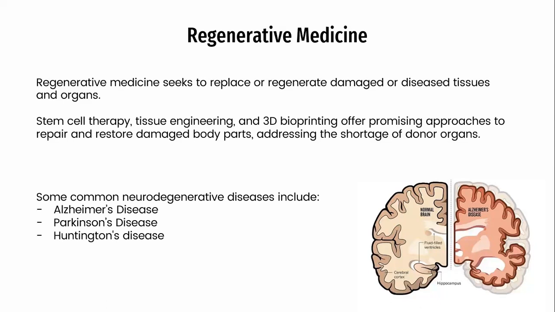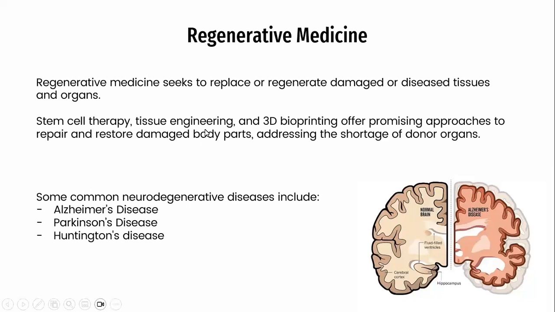So that would include stem cell therapy, tissue engineering, and 3D bioprinting. And that offers promising approaches to repair and restore damaged body parts, and also addressing the shortage of donor organs. I'm not sure if you're aware, but especially in the US, there is a long list of people waiting to get organs. So with this technology, we may be able to create functional organs for individuals, instead of waiting for someone to donate an organ when they die. So that's where the future is going.